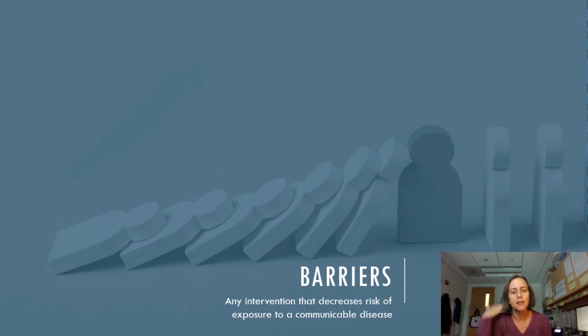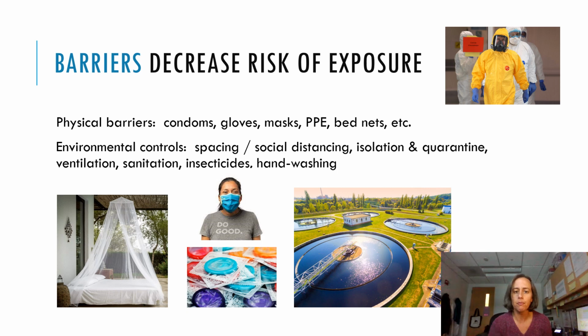So we'll talk about barriers first. A barrier is any intervention that you do that decreases the risk of exposure to a communicable disease. It decreases the risk of exposure to the germ. Okay, so a barrier is decreasing the likelihood that you're going to come in contact with a germ. So it could be a physical barrier, like condoms, right, that protect you against chlamydia. It could be wearing gloves or masks. It could be other forms of PPE.